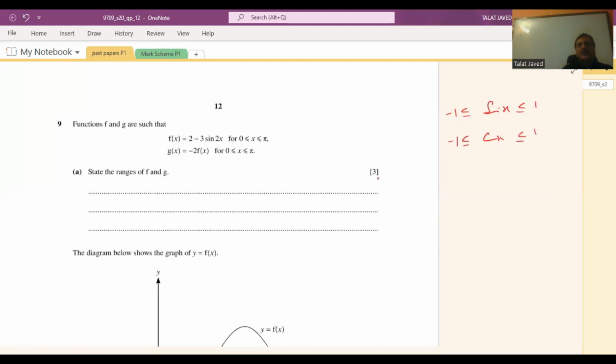Now we can find the range of f of x like this. Whatever the angle may be, suppose sine 2x is less than or equal to 1 and greater than or equal to minus 1, and likewise sine 3x, 4x, 5x, whatever. So we will start this question from this: sine 2x less than or equal to 1, greater than or equal to minus 1. In the question it is being multiplied by minus 3. When we multiply this inequality by a negative number, the direction of the inequality will be changed. So this will be 3 minus 3 sine 2x.